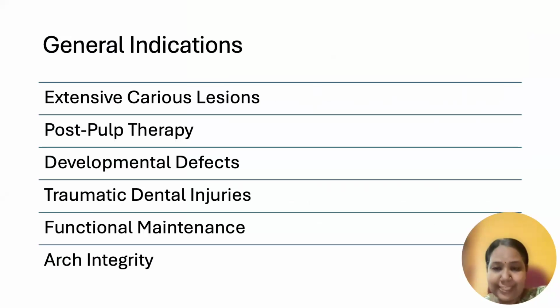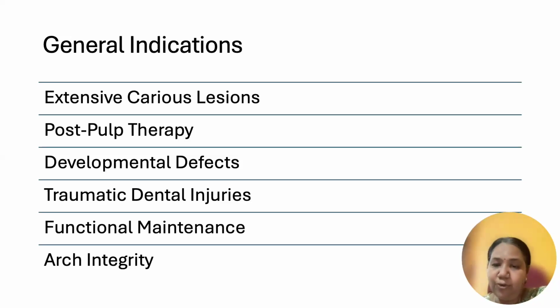So we will look at the general indications. It will include extensive carious lesions, where we are restoring teeth with rampant or multi-surface caries, especially those involving three or more surfaces, where a traditional filling may fail. Post-pulpectomy or pulpotomy procedures, to protect the weakened remaining tooth structure, a crown is indicated. Whenever we have developmental defects, especially something like enamel hypoplasia or hypomineralization or molar incisor hypomineralization or amelogenesis imperfecta or dentinogenesis imperfecta, again, we can use these crowns.